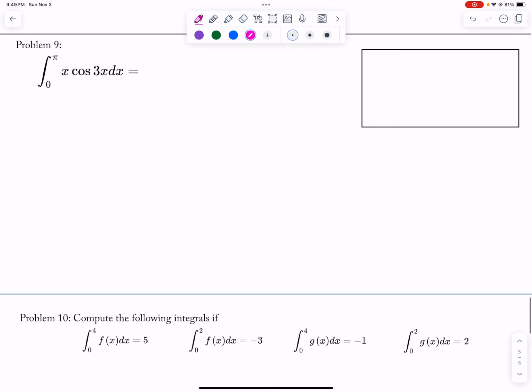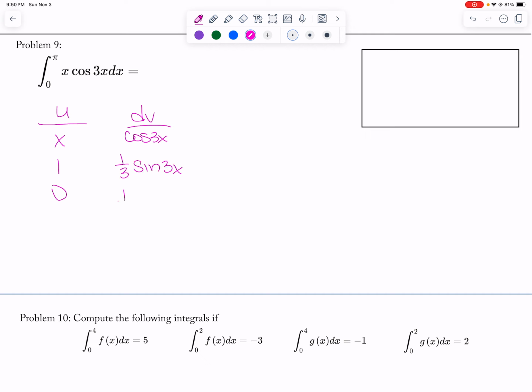And then 9 is integration by parts. So u and dv, an x and a 1 is 0, and a cosine of 3x, and a 1/3 sine of 3x, and a 1/9 cosine of 3x. So the antiderivative would have been negative plus negative. So this would have been 1/3 x sine 3x plus 1/9 cosine of 3x evaluated from 0 to pi.